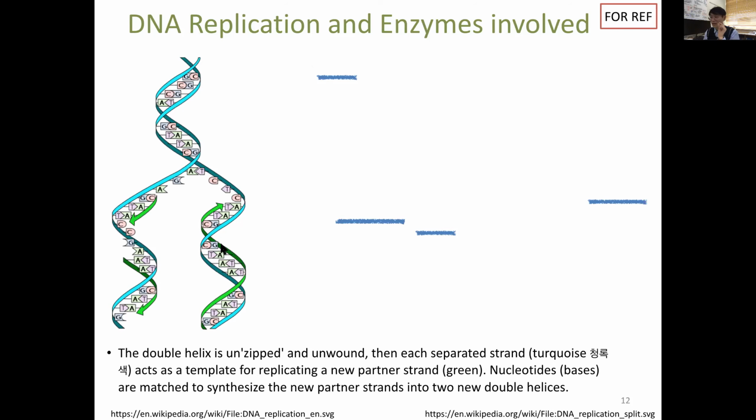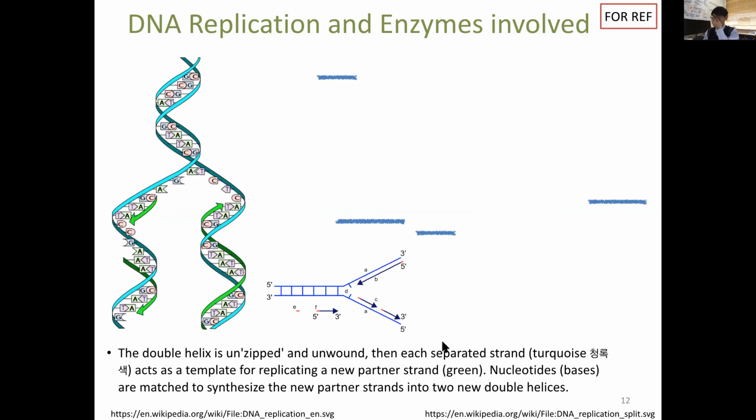And look at this direction. This is a leading strand, so 5' to 3' continuously, while on the other side, you have to do it discontinuously, this part and this part. And while doing this, the nucleotide bases are matched, A with T and G with C, to synthesize new partner strands into two new double helices.